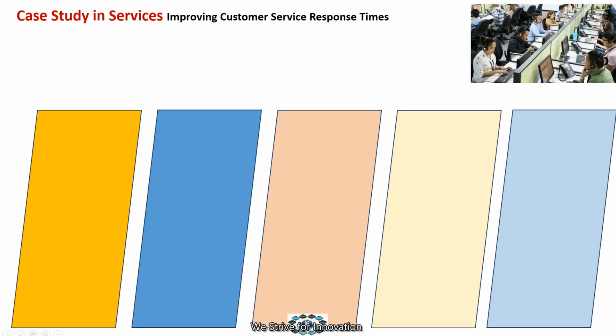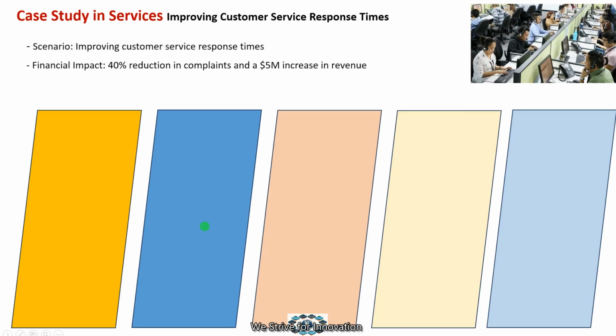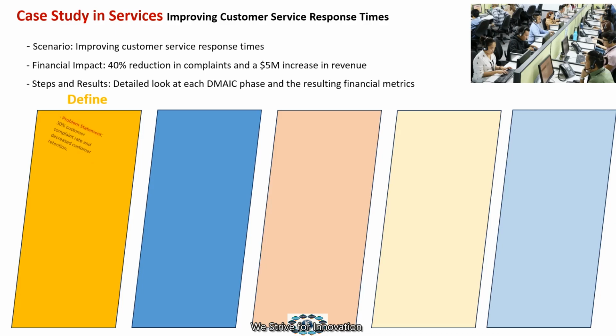Okay, so now in the service sector, first thing you'll do, you will go for the define phase. Here, first of all, what the case is all about. This case study demonstrates how targeted improvement in customer service operation can significantly impact overall business performance. So in the define phase now, here we have a problem. Long customer service response time, which led to a 30% customer complaint rate and decrease in customer retention.